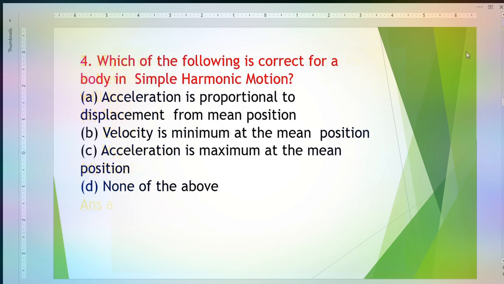Our next question is: which of the following is correct for a body in simple harmonic motion? The options are acceleration is proportional to displacement from mean position, velocity is minimum at the mean position, acceleration is maximum at the mean position, or none of the above. The correct option is acceleration is proportional to displacement from mean position.